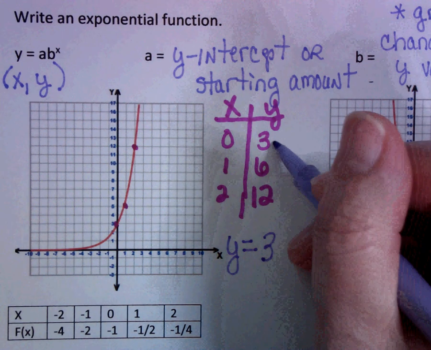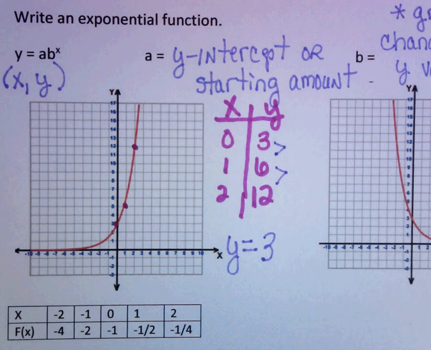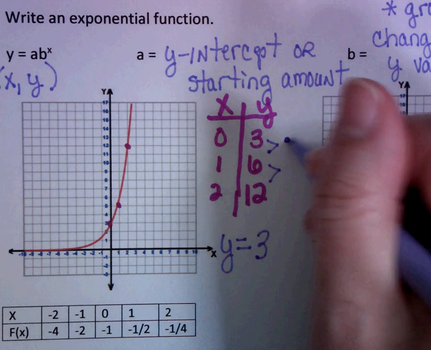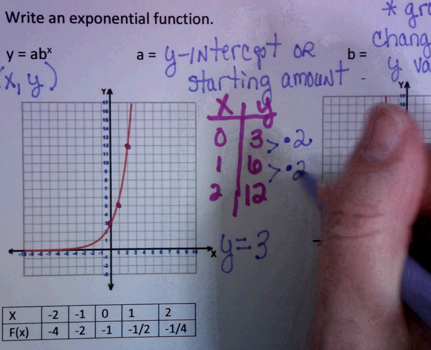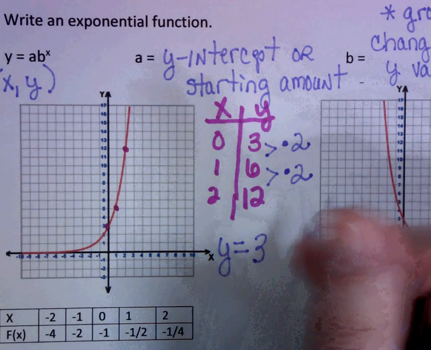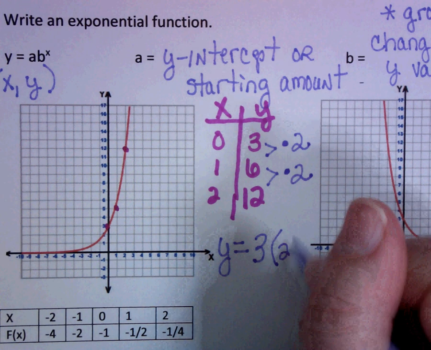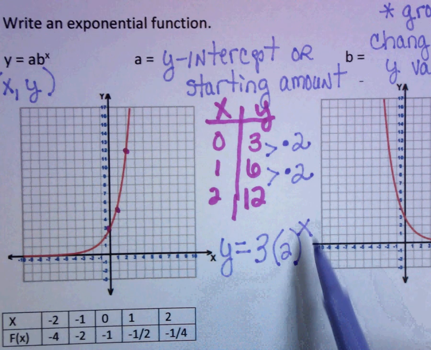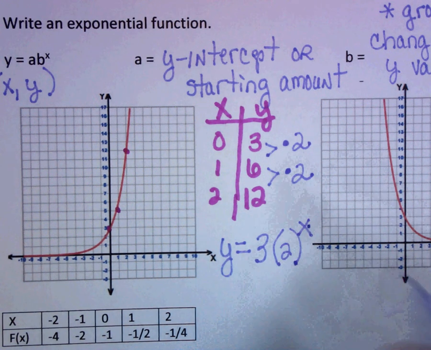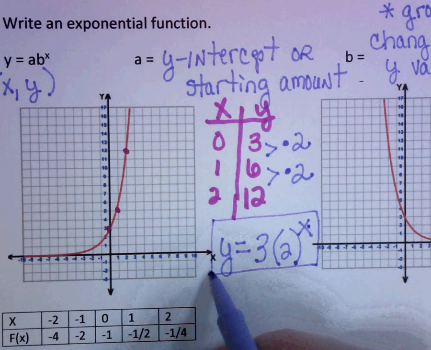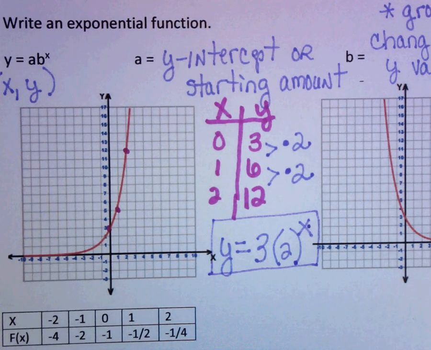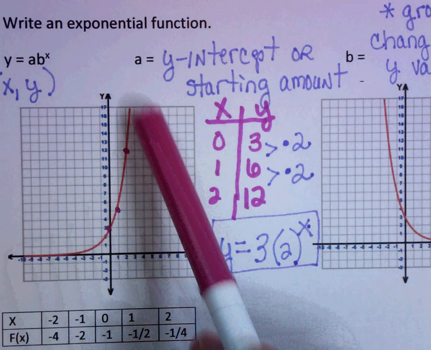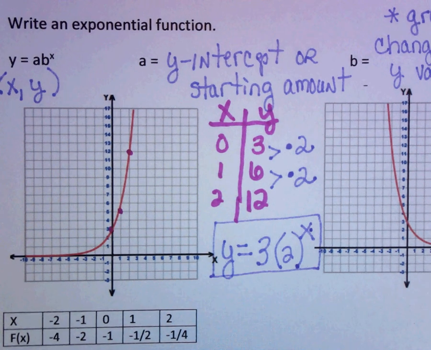Okay, now what is our pattern between consecutive y values? Remember, it's got to be a multiplication pattern. Hopefully you're seeing that this is 3 times 2, 6 times 2. So our pattern here is times 2. So this would be 3 times 2 to the x power. We wouldn't write that as 6 because this exponent only applies to the 2. So this would be our equation. Okay, simple as that. Okay, now this is increasing. So this is an example of an exponential growth graph, just something to notice.